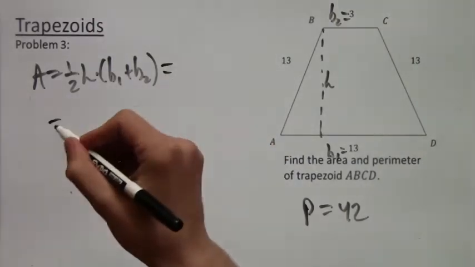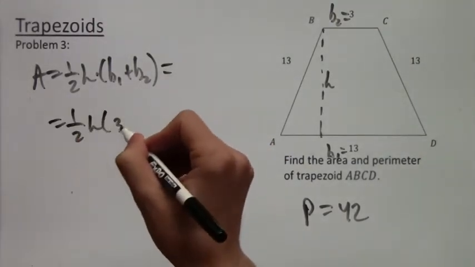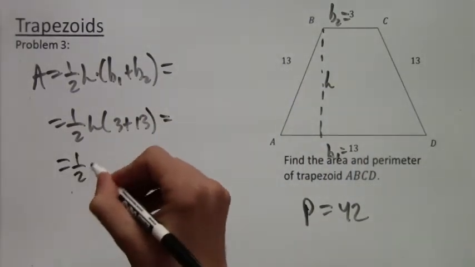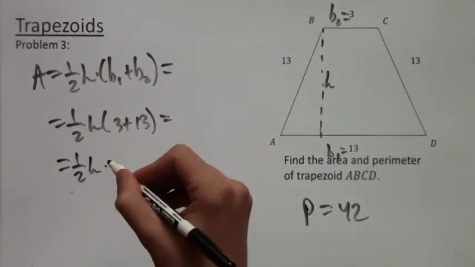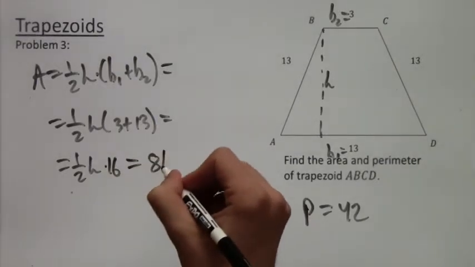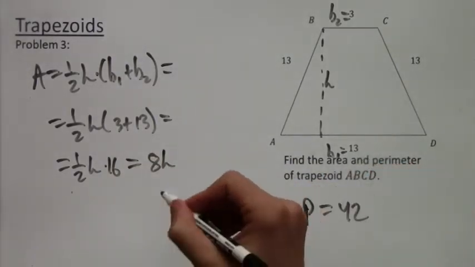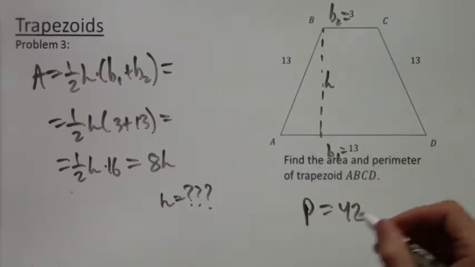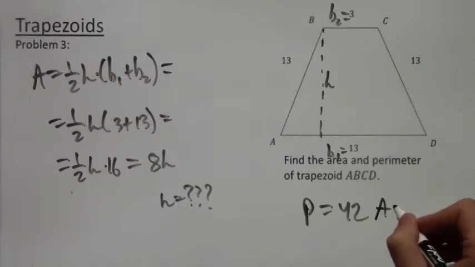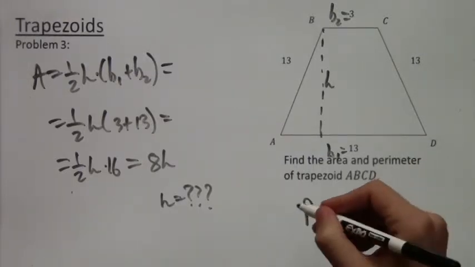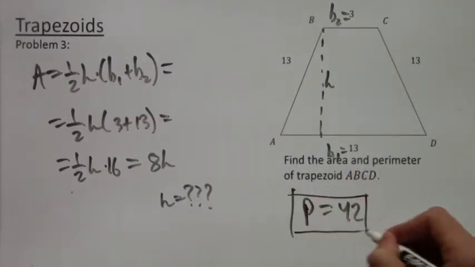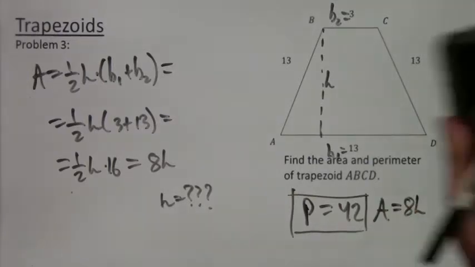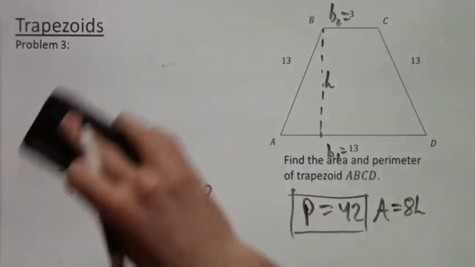So I'll substitute in what we know so far. We know that the bases are 3 and 13. We add those, that's 16. So 1/2 h times 16. And then this equals 8h. So now the question is, what is h? Once we find h, we can just plug it in and know the area. So for now, I'm going to record that the area is equal to 8h, just for memory. And now we're going to have to figure out what h is.